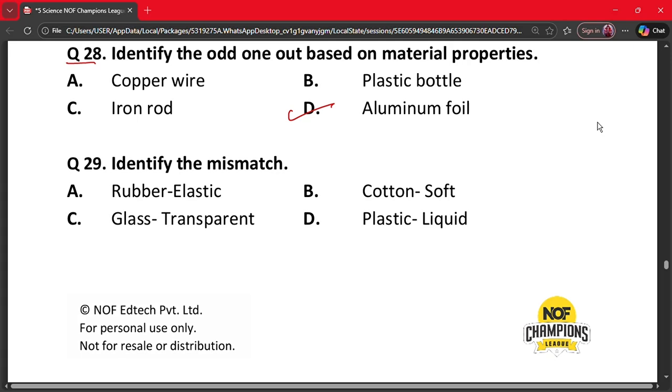Question number 29. Identify the mismatch. A. Rubber, elastic. B. Cotton, soft. C. Glass, transparent. And D. Plastic, liquid. The correct answer is option D. Plastic is not liquid, it is a solid material.